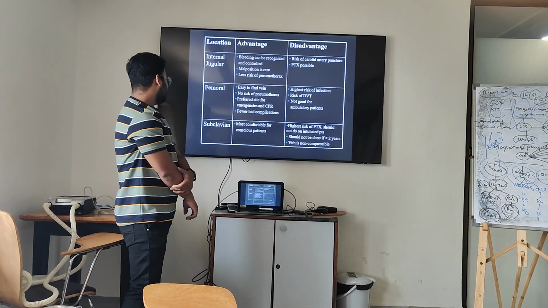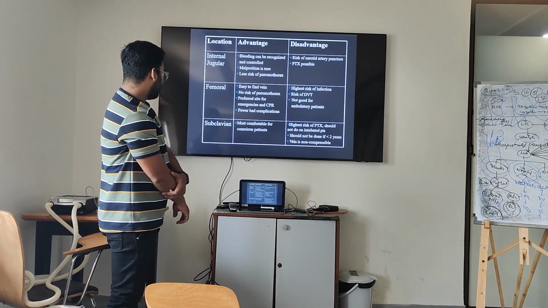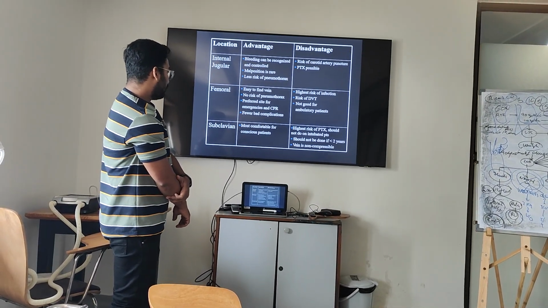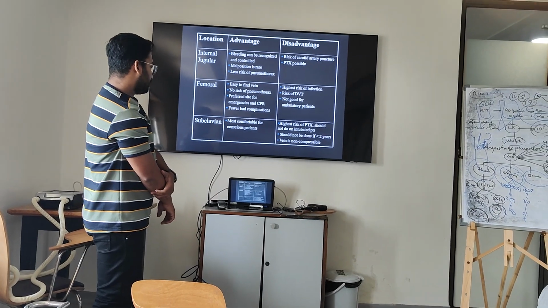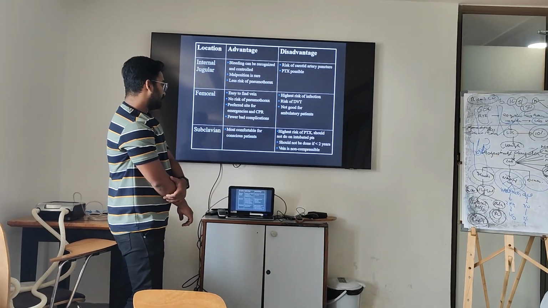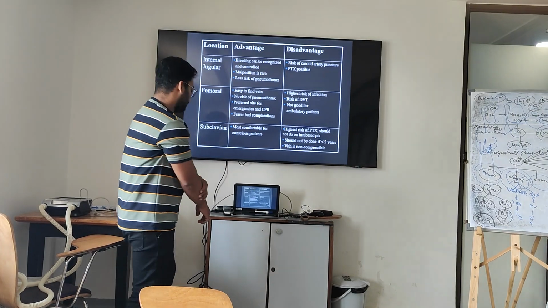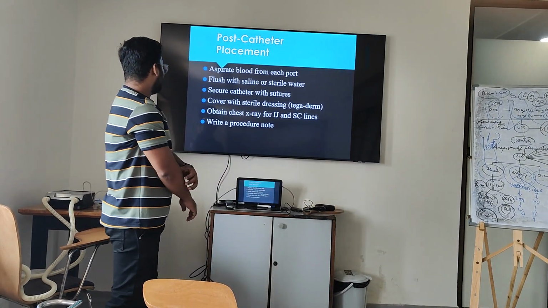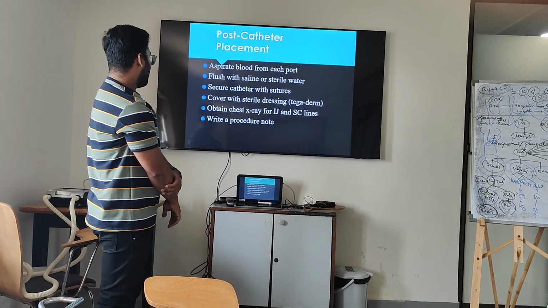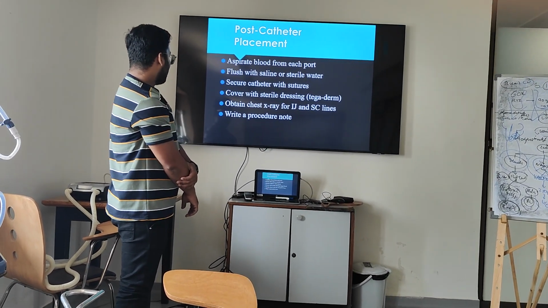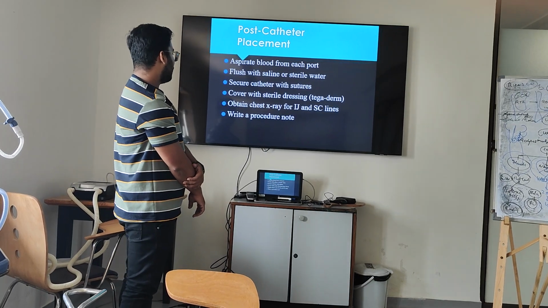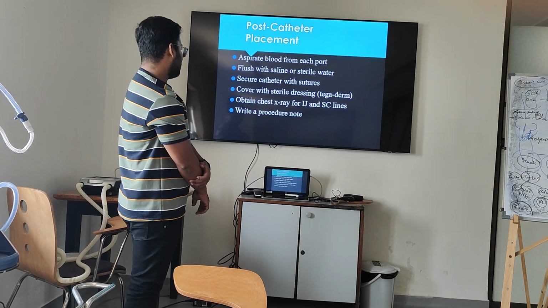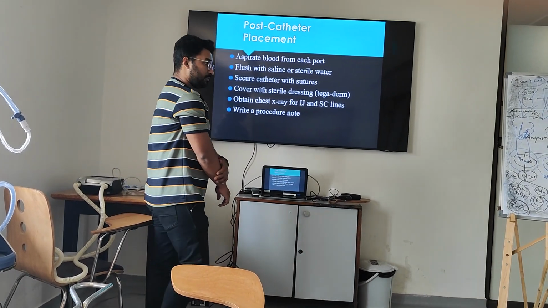In case of subclavian catheterization, it is most comfortable for the conscious patient, but has the highest risk of pneumothorax and should not be done on an intubated patient. It should not be done if the patient is less than 2 years or the vein is non-compressible. Post-catheter placement: aspirate blood from each port, flush with saline or sterile water, secure the catheter with suture, cover with a sterile dressing, Tegaderm, and obtain a chest X-ray for IJ and subclavian lines. Write proper procedure notes.